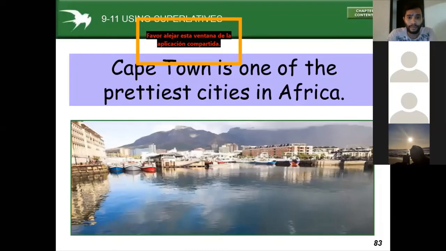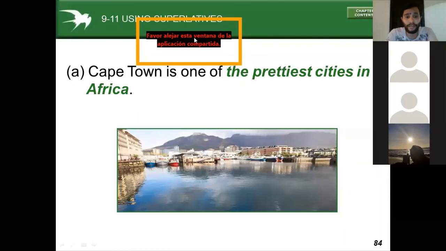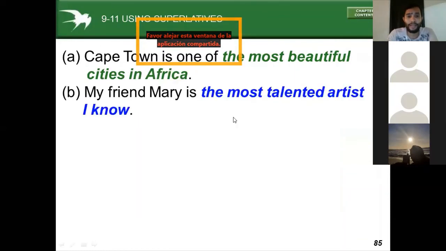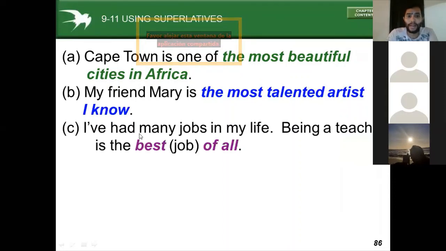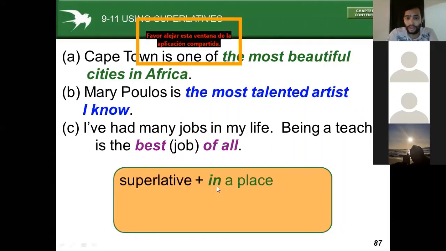Now, we are only here speaking about 1/10 of the group, as I told you at the beginning. So Cape Town is one of the prettiest cities in Africa. My friend is the most talented artist I know, and I have many jobs in my life. Being a teacher is the best job of all. What do I want to show you here? 3 things. The first thing is when to use in, right?